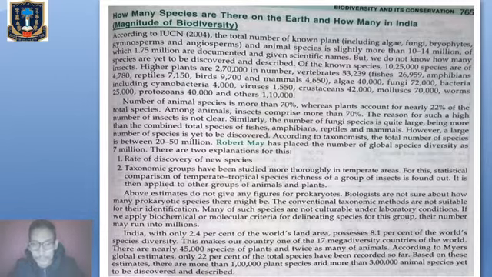Now Robert May has placed the number of global species diversity at around 7 million, and there are mainly two explanations for this. He said that the rate of discovery of new species is one factor, and that taxonomic groups have been studied more thoroughly in temperate areas. So due to these two reasons, he said that the global species diversity is around 7 million.